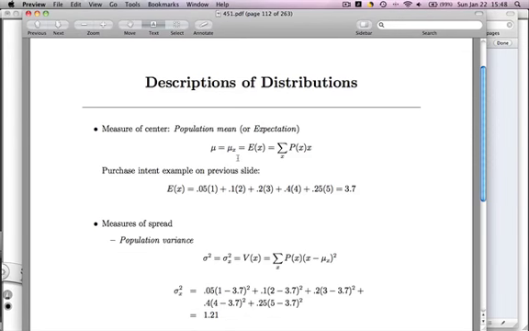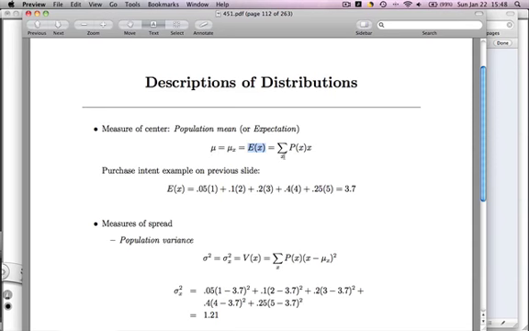Another symbol that we're going to be using is E of x. This is the exact same thing as mu. It is pronounced the expectation of x. And again, this relates back to typicalness. What's a typical value, or what do you expect? What do you expect the value to be? These are all synonyms for the mean.